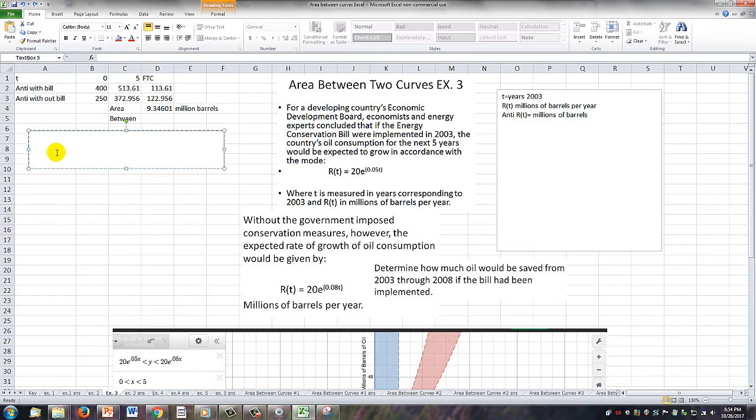Okay, so we want to make a statement about this. Between 2003 and 2008, 9.346 million barrels of oil would be saved if the bill had been implemented.